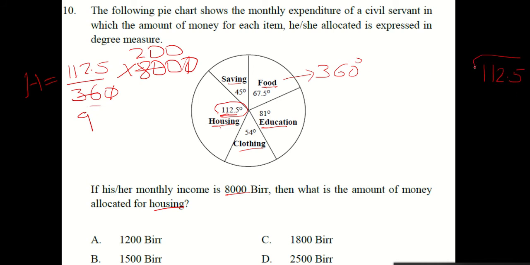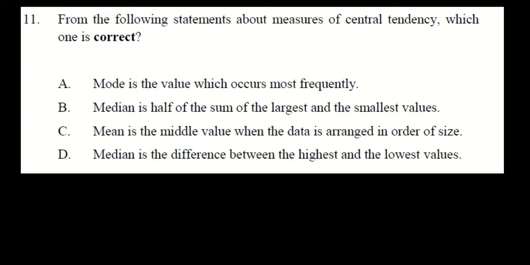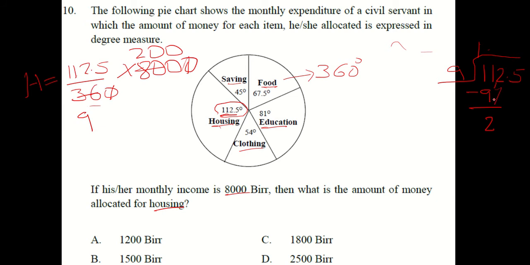Let's divide it. 112.5 divided by 9. Let's do it. 11 divided by 9 will be 1. 1 times 9 is 9. Then subtract it. It will be 2. Then the next number 2 will be brought down. 22. 22 divided by 9 is 2 times. 2 times 9 is 18. Then subtract it, 4 left.